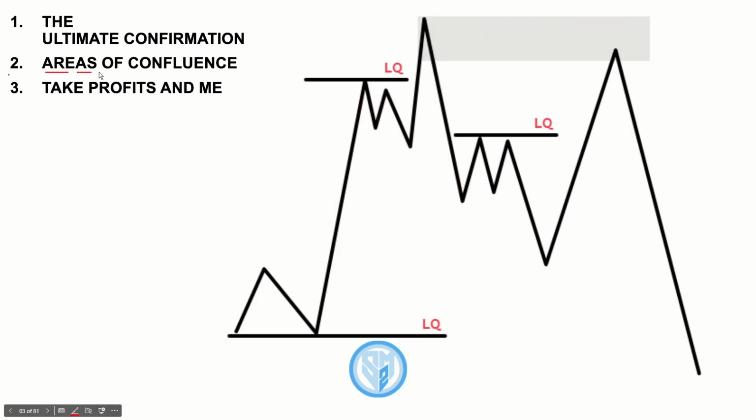The second thing, which is the most common way to improve your trades using liquidity, is using your liquidity as confluence for your trade. What I mean by that is, let's say we have a supply zone over here, for example.